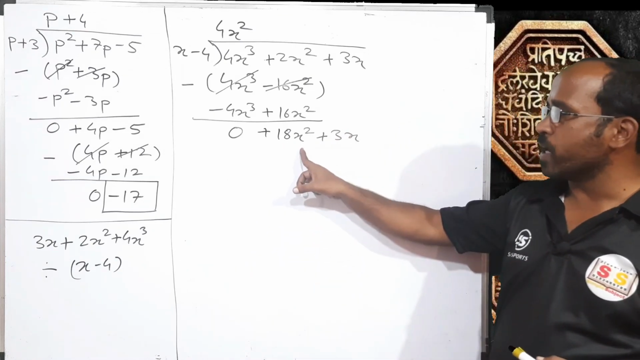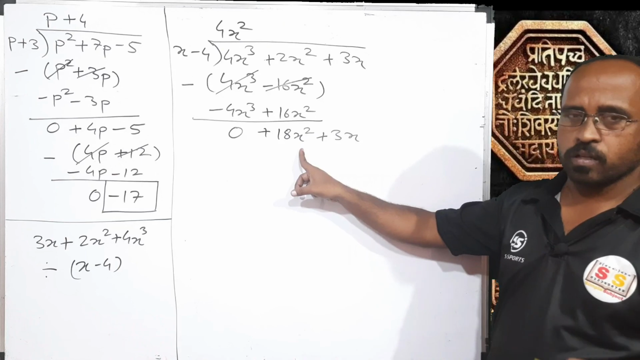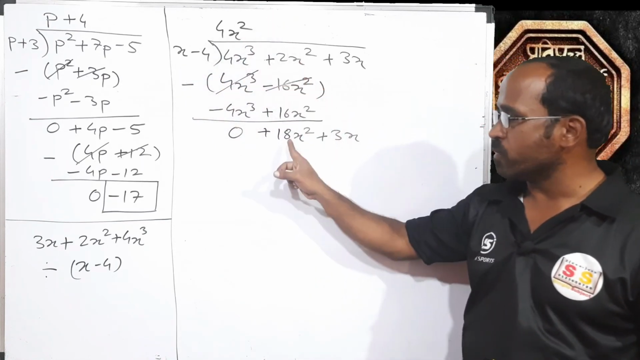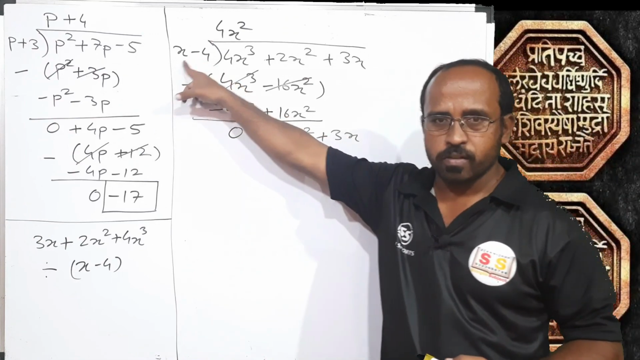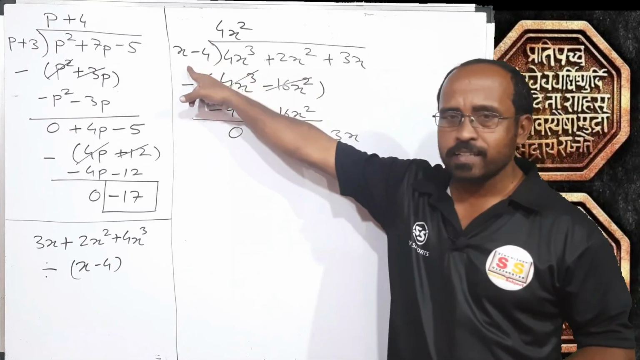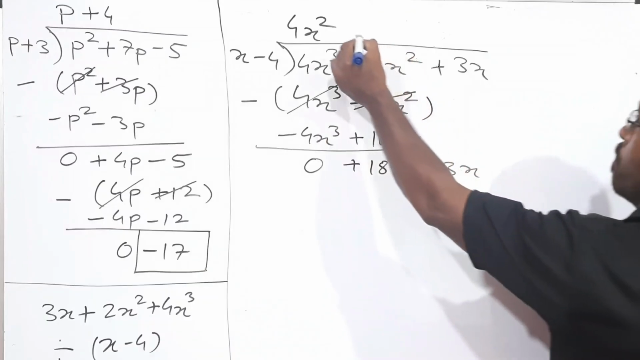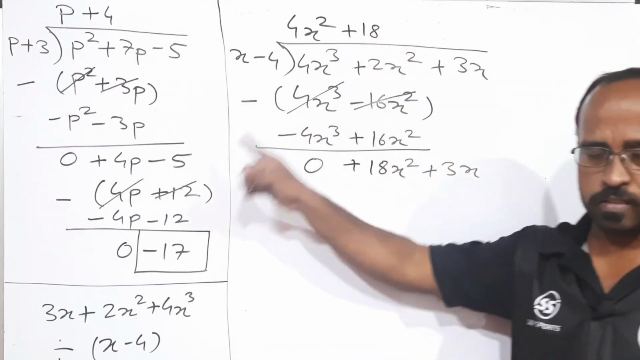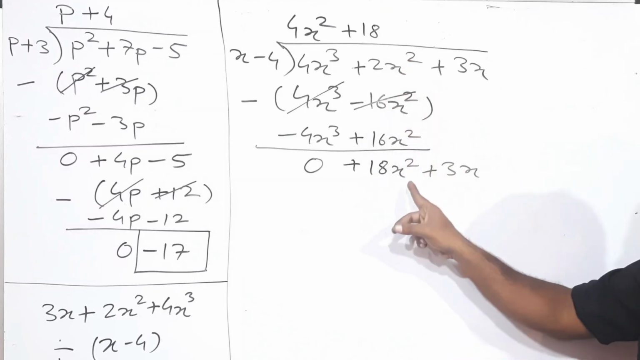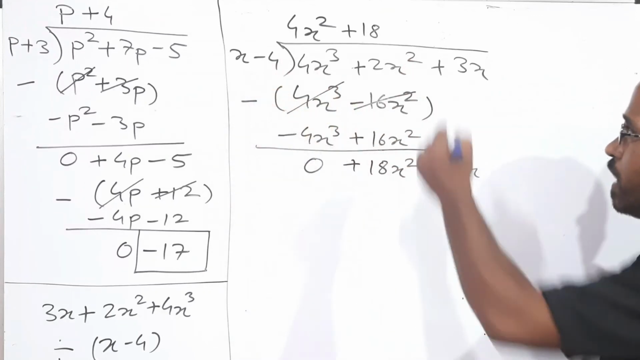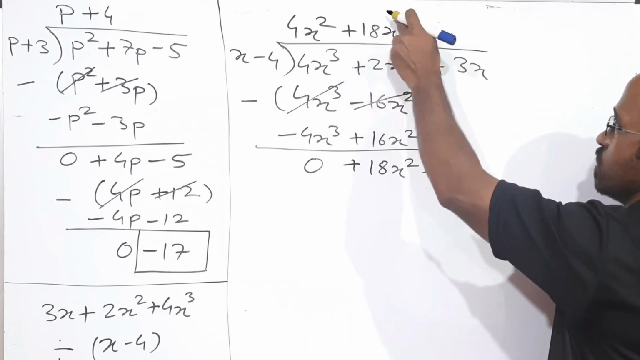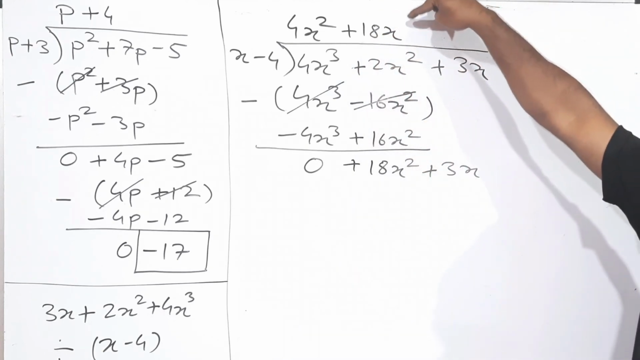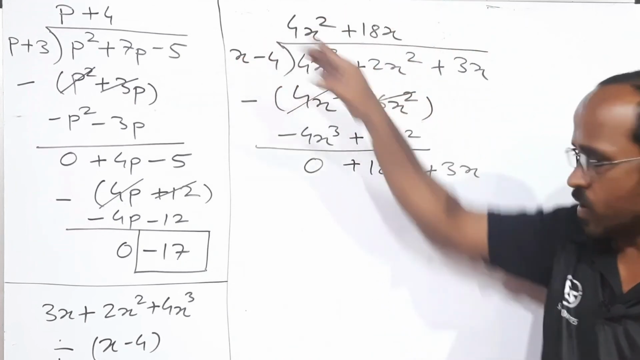So 18x square divided by x, right? To find out the quotient we have to divide first term of this by first term of the divisor. So 18x square divided by x, answer is plus 18x square divided by plus x. Answer is plus 18 x raised to 2 minus 1, x. So plus 18x is the quotient.